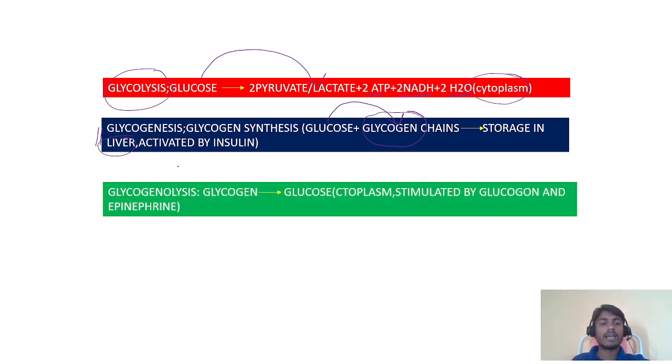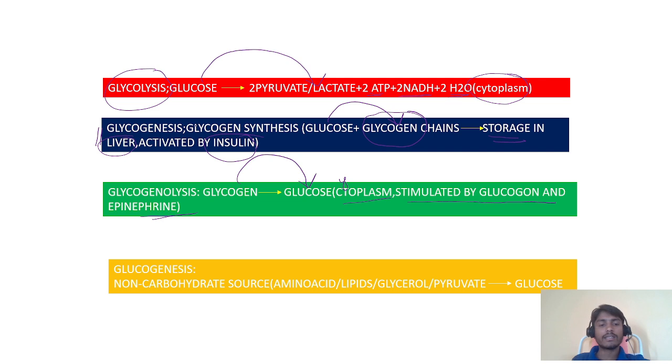Next comes glycogenolysis. Whatever glycogen was formed is converted back into glucose. That takes place in the cytoplasm. This can be stimulated by glucagon and epinephrine, but glycogen storage is stimulated by insulin. Next, gluconeogenesis is the generation or synthesis of glucose from non-carbohydrate sources. What are these non-carbohydrate sources? Amino acids, lipids, glycerol and pyruvate lead to the synthesis of glucose. So this is brief information about the metabolic pathways.